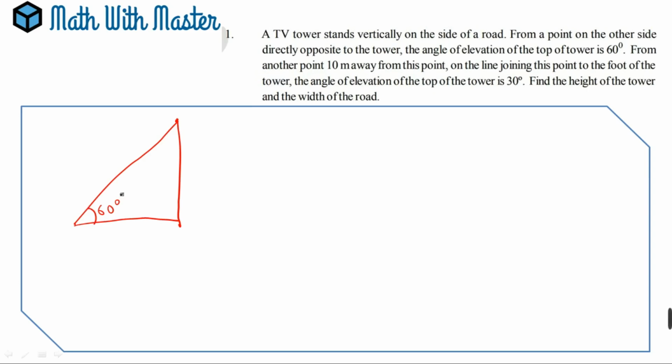From another point 10 meters away from this point, this distance is 10 meters, and on the line joining this point to the foot of the tower, the angle of elevation of the top of the tower will be 30 degrees. Means this is the line of sight and this is 30 degrees angle, and this is 90 degrees because it is standing vertically on the ground. Find the height of the tower and width of the road.